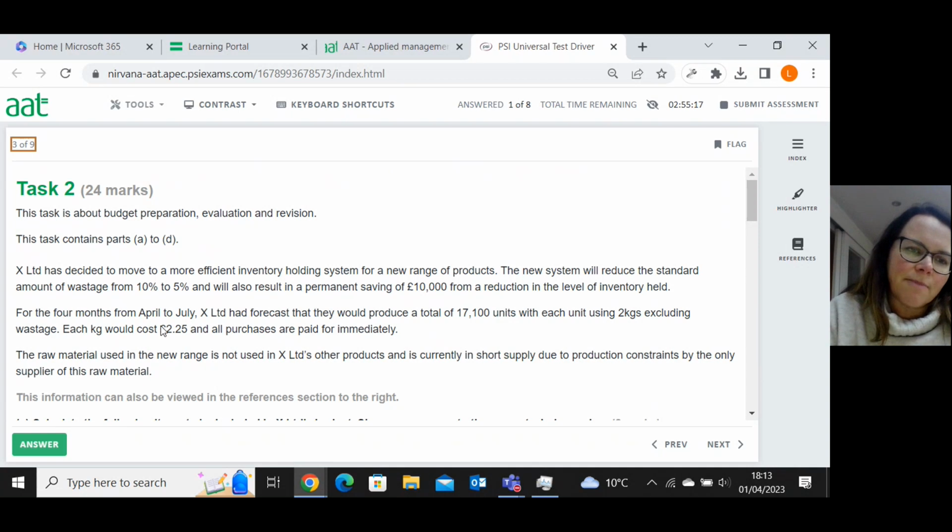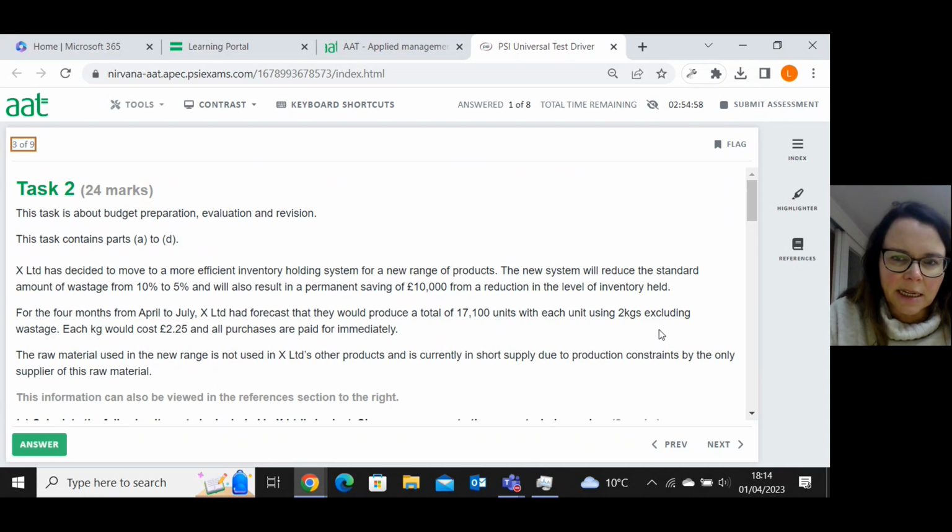For the 4 months from April to July, they've forecast that they would produce a total of 17,100 units, with each unit using 2 kilograms, excluding the waste.